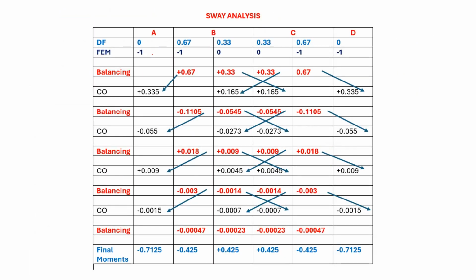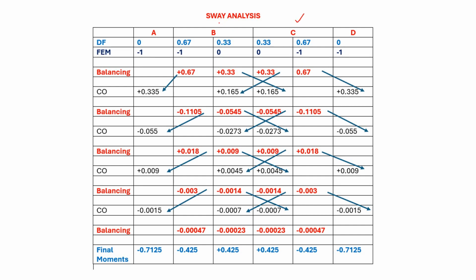You substitute the fixed end moments at these locations. For example, -1, -1, and -1 and -1. Once you are done with that, then you go for balancing. For example, at joint B, you have -1. To balance this, you apply a moment in opposite direction, which is 1 unit. Now 1 multiplied by 0.67 you get here, 1 multiplied by 0.33 you get here.